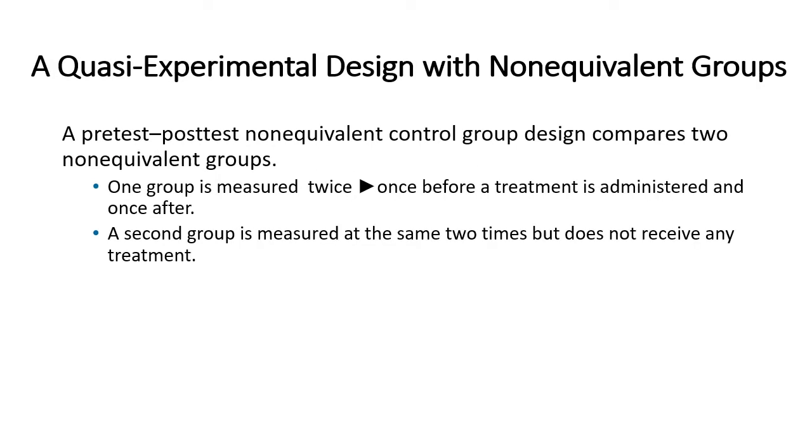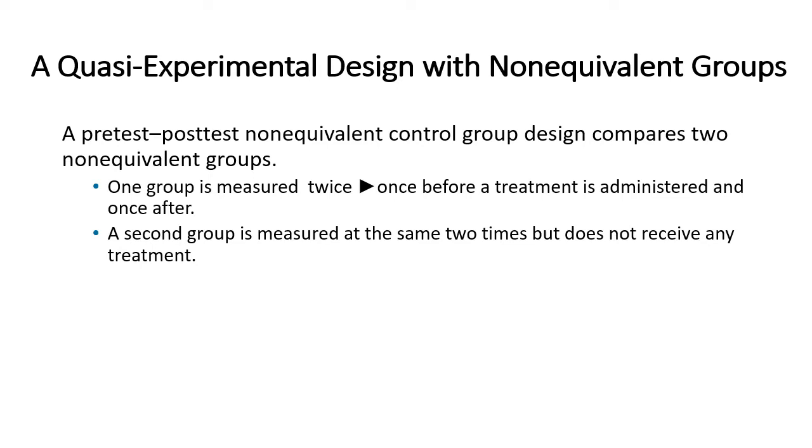Looking at quasi-experimental design. Again, if you'll recall, quasi-experimental is where we get even closer to a true experiment, but we've still got non-equivalent groups. So we've got groups we didn't assign. But what we're going to do here is a pre-test, post-test, non-equivalent control group design. What we're doing is comparing these two groups, where one group is measured twice, once before treatment is administered and once after.